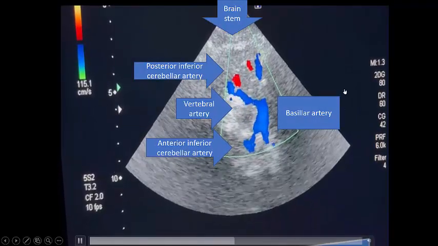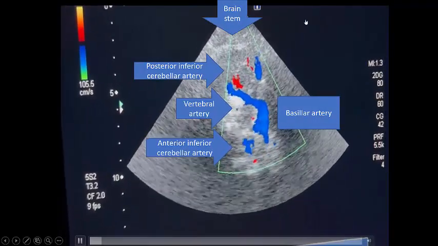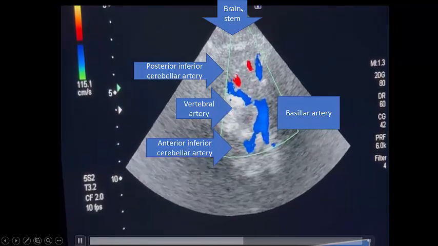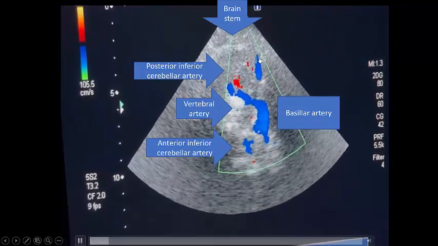We did the TCCD on the posterior circulation from the suboccipital window here. It's very good flow in the posterior circulation.